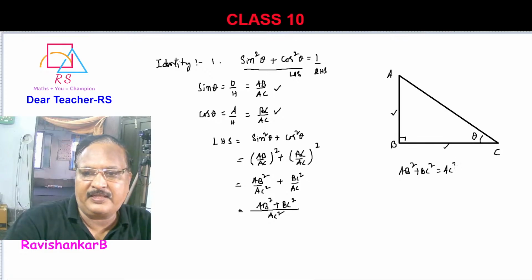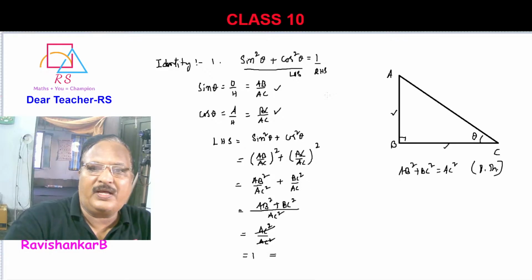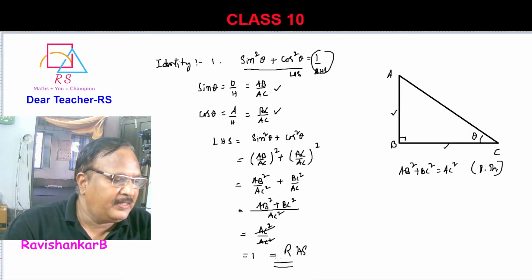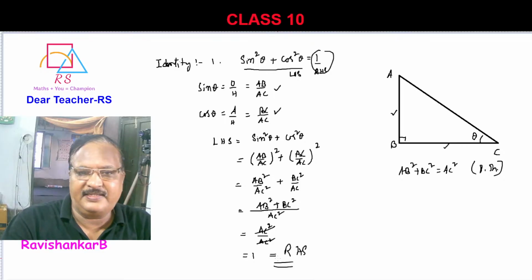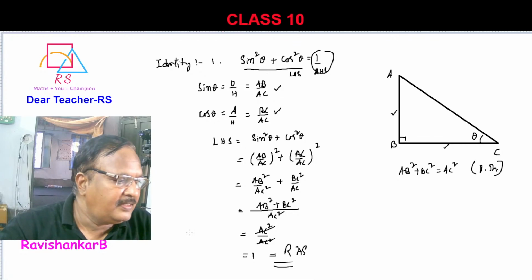AB square plus BC square is nothing but AC square. This is the Pythagoras theorem. So you can replace AB square plus BC square with AC square. Then AC square by AC square cancels, and you get 1, and this 1 is nothing but the right hand side. This is how you have to prove it. This is the first identity, the identity between sine and cos.